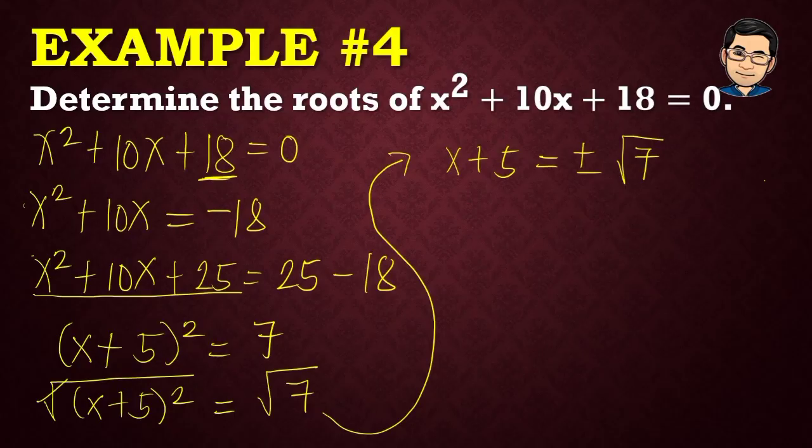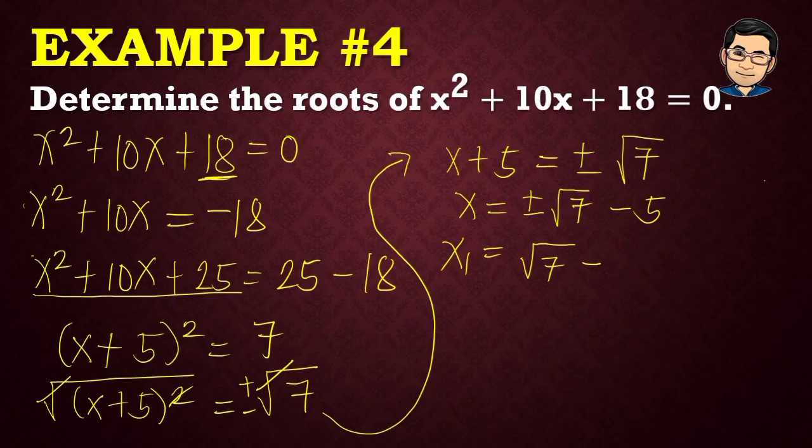So, don't forget to cancel the radical symbol. Okay, and then, this plus 5 moves to the other side, x equals positive, negative, square root of 7 minus 5. So, positive, negative. So, we will get its roots. X sub 1 first using the positive. Square root of 7 minus 5.